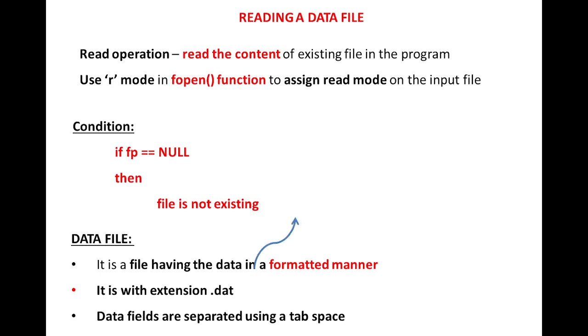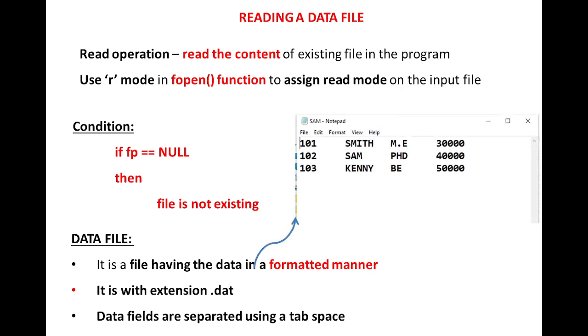Here you can find the simple sample I have given. I have created a file called sam.dat, where I have stored values like 101, then after a tab space, Smith, then after a tab space the qualification, then a tab space, and then a value. Like that we have made this file to have values for three different entities. That is about employee records. So in the dat file we have stored the employee records.